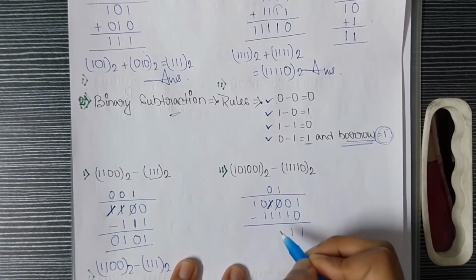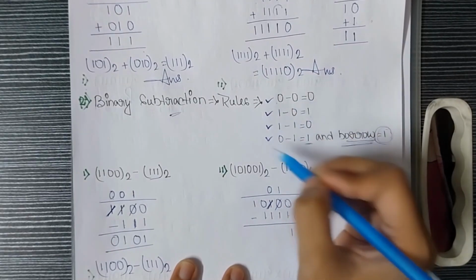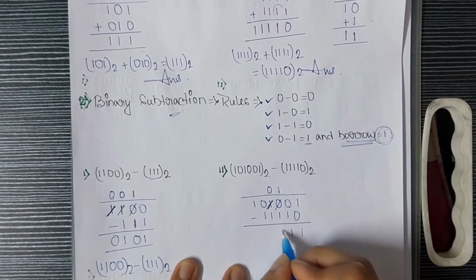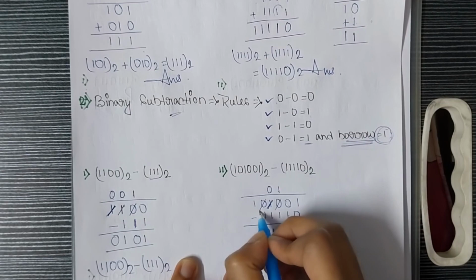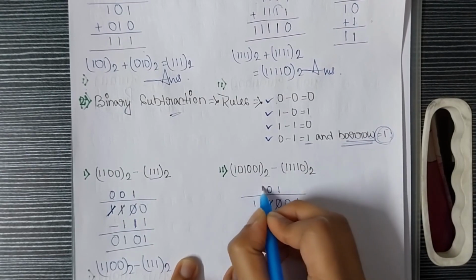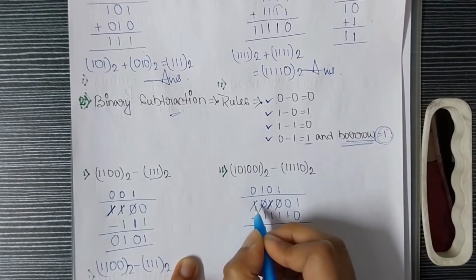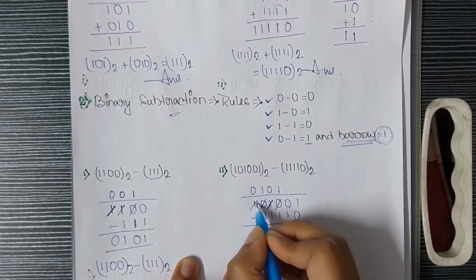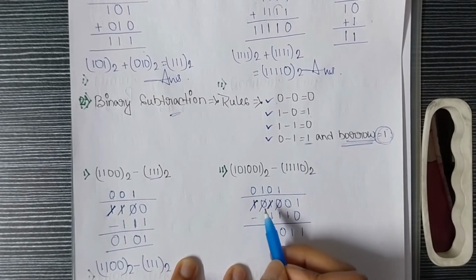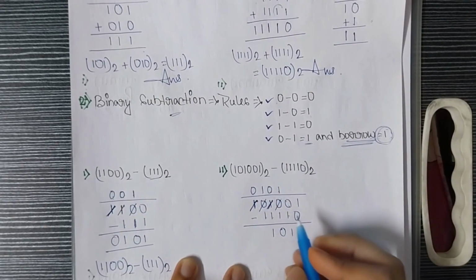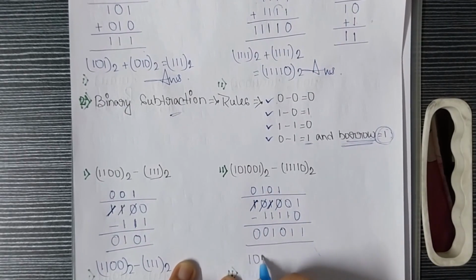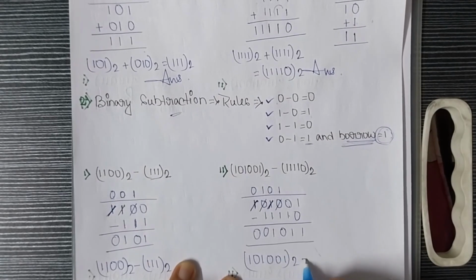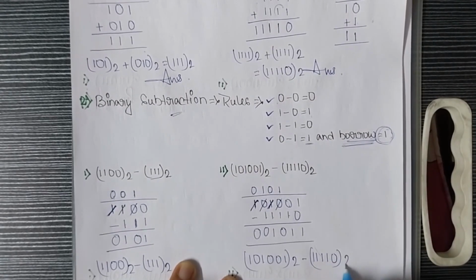Now we have to subtract, following the rules of binary subtraction. 1 minus 1 will be 0, and again we have 0 minus 1, there will be 1, and we have to cut the 0 and write 1, and again we have to stop the cutting because we got a 1. We have already written 0 by cutting the 1. So 1 minus 1 will be 0 and 0. So this is my final answer of this subtraction: 001011.